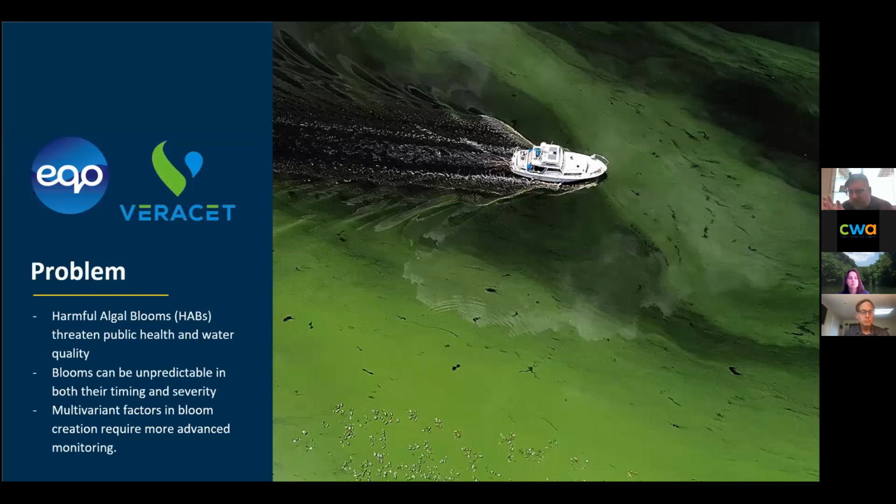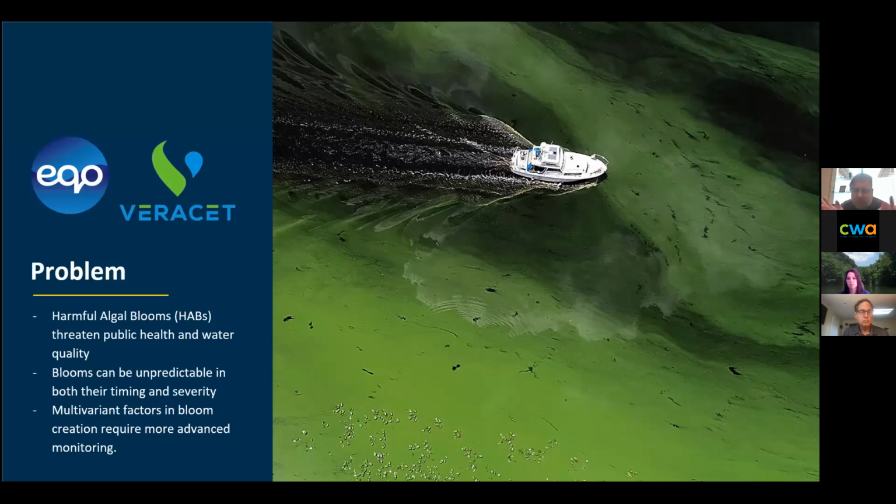Blooms are often very unpredictable, not just in the quantity of cyanobacteria that blooms in a system, but also in the severity of it. So what toxins are being produced? How much of a problem is this really for the community and for the environment?